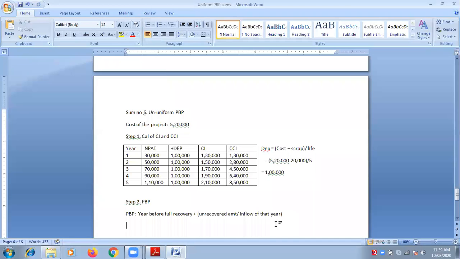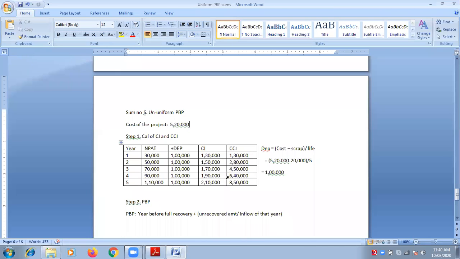Year before full recovery. Now, what is full recovery? First, you have to see what is the cost of the project. The cost of the project is 5,20,000. I have to recover whole amount of 5,20,000. Now, look at the column of CCI. 5,20,000 is the cost that you have to recover.